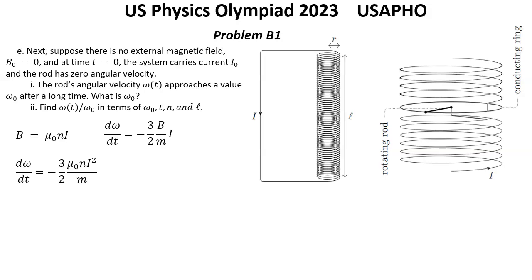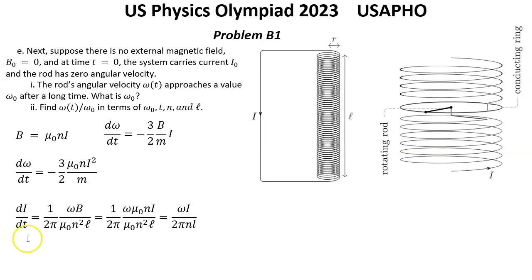On the other hand, we had delta I over delta t equals 1 over 2 pi omega B squared L. Now, using this expression for B, we got that delta I over delta t equals omega I divided by 2 pi and L. Because omega is always negative, delta I over delta t is negative and the current is always decreasing. Because we are not losing any energy, we have energy conservation.